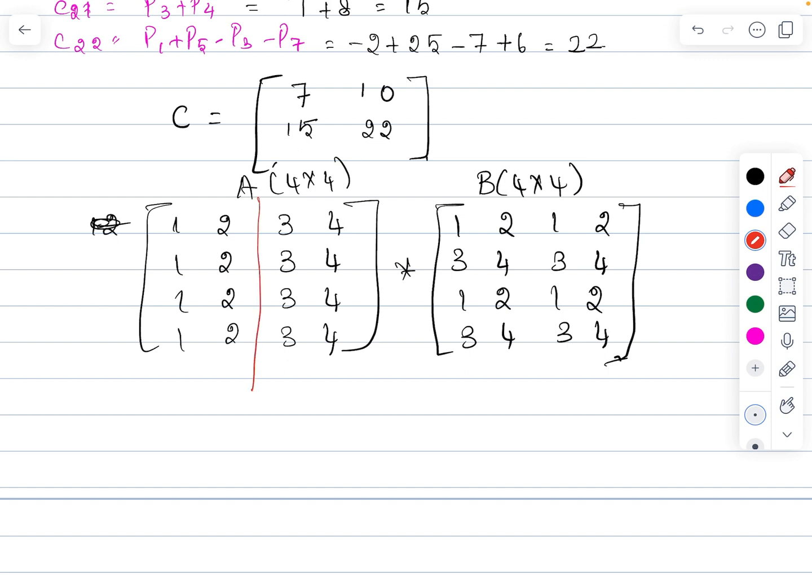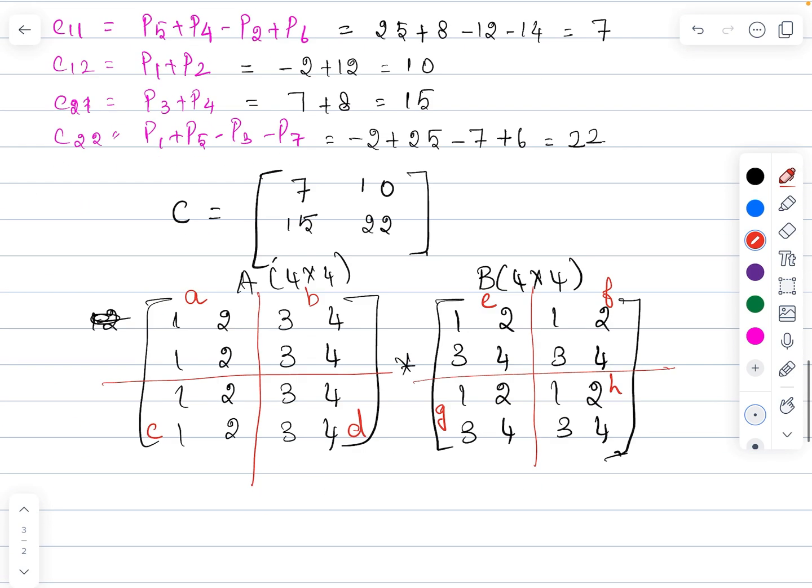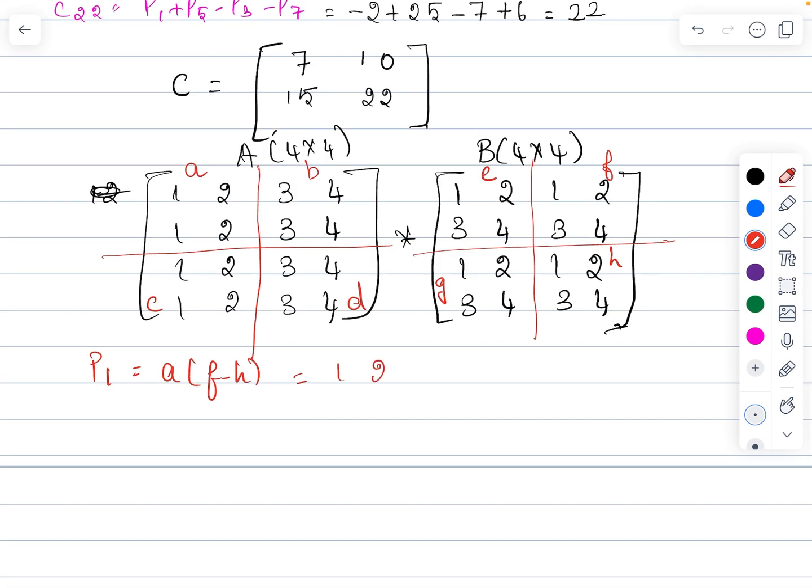The first thing is divide it into 4 parts. So now this 2 cross 2 matrix would act as A. Again this 2 cross 2 matrix would act as B, C, D, E, F, G, H. Apply the formula. For example, P1 formula is A into F minus H, right? So A value is this 2 cross 2 matrix, into F minus H, right?